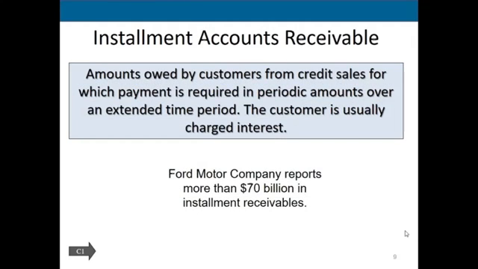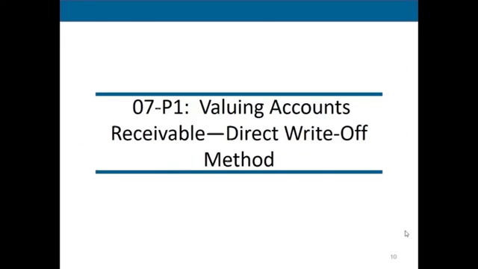All right, what about installment accounts receivable? These are amounts owed by customers from credit sales where payment is required in periodic amounts over an extended period of time. Any situation in which we're going to collect money over an extended period of time, we should consider the fact that interest might be a factor. You'll see here Ford Motor Company reports more than $70 billion in installment receivables. That's because Ford Motor Company has their own credit card agency as well.